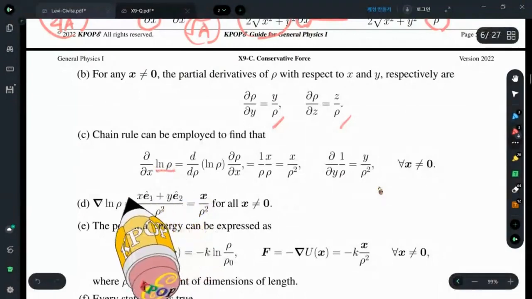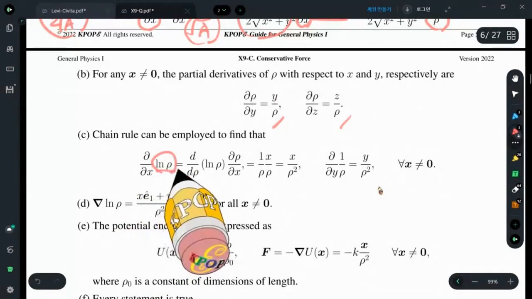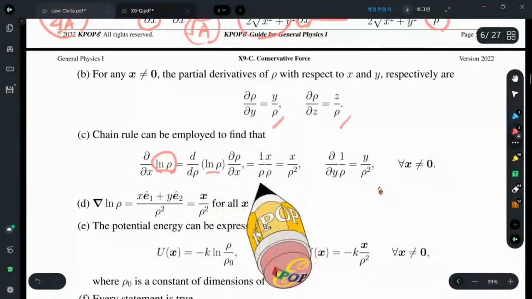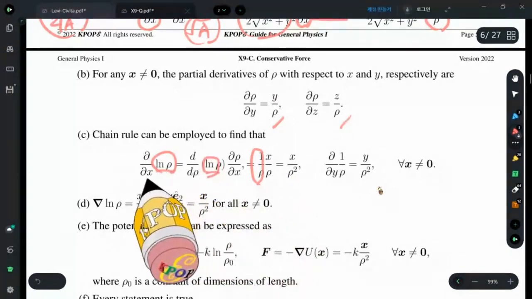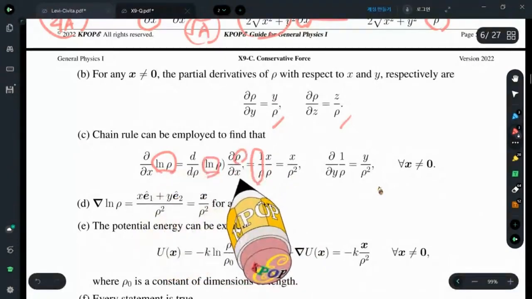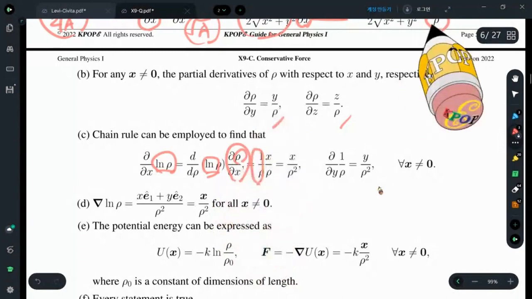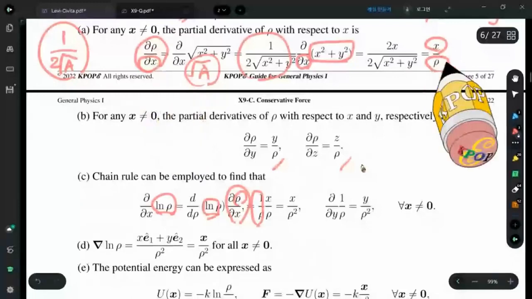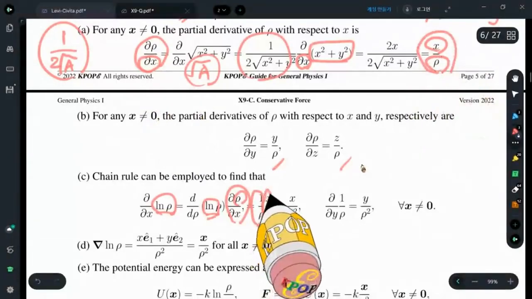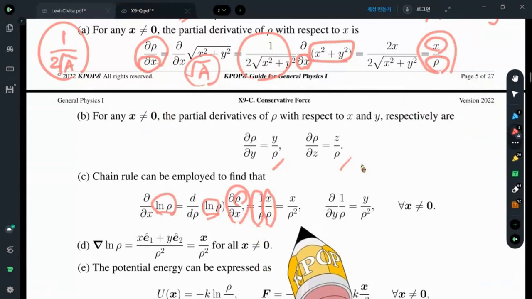And what happens if I take the derivative of log? Log has a derivative that is a 1 over x style, this one. But I need to take the derivative of rho with respect to x. This is a chain rule. Therefore, I copy this result. Rho's x derivative is x over rho. I substitute this result to find that x over rho squared.